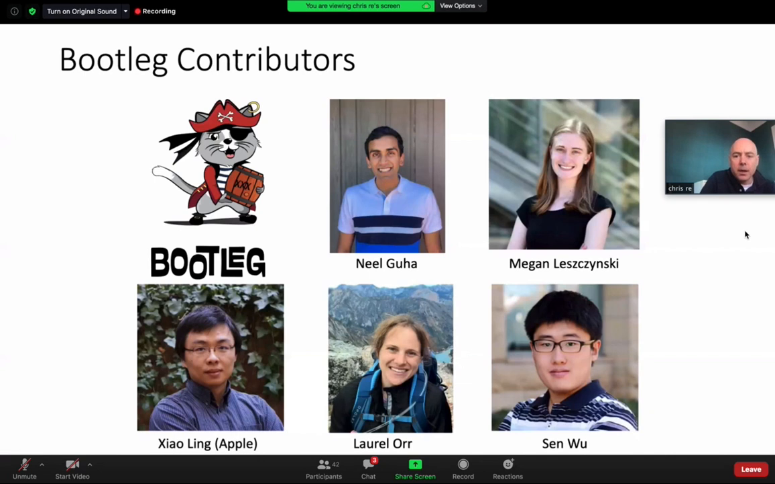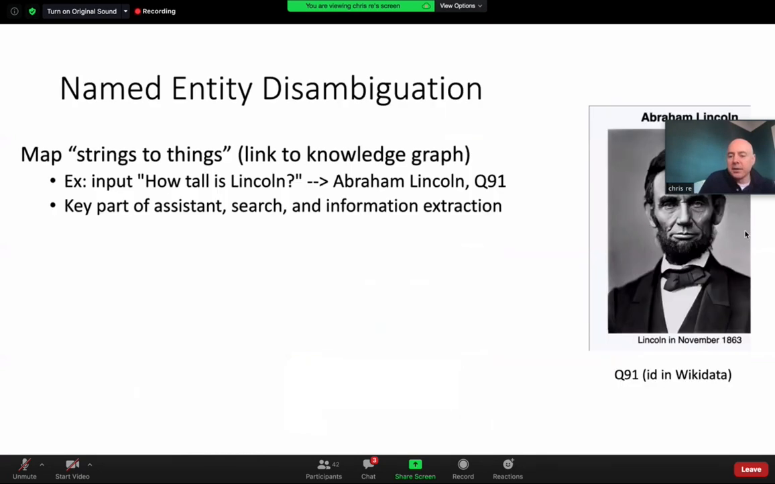So the problem we're going to look at is a really classical one. Named entity disambiguation, or mapping strings to things. If someone asks an assistant, how tall is Lincoln? Well, one step of that process is that you have to be able to match Lincoln, the phrase, to Abraham Lincoln, the QID that's in your particular database. Just imagine we have to link it to the Wikipedia page, or Wikidata, the ID that's in it.